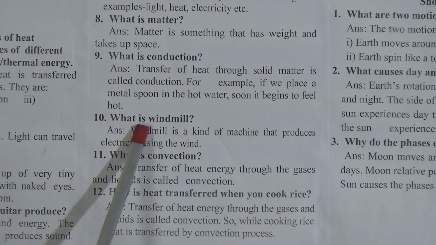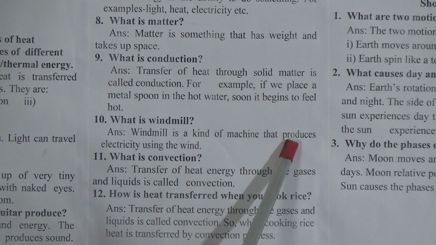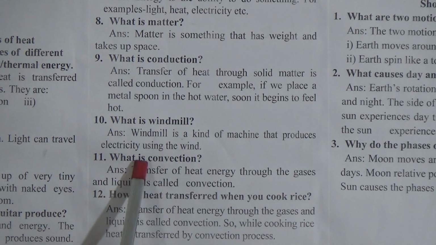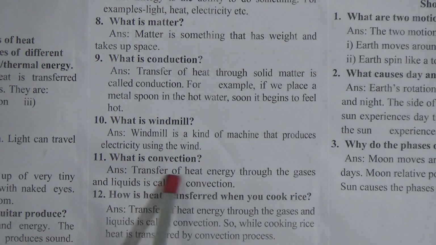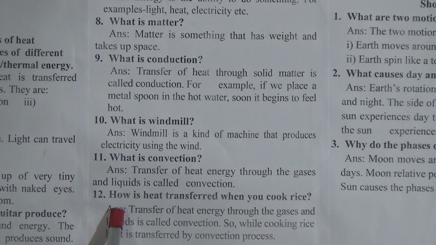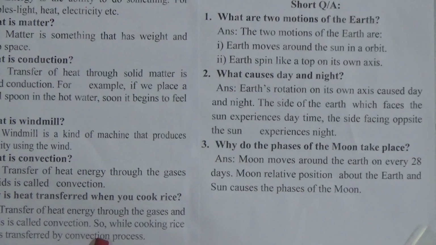Question number 10 is, what is windmill? The answer is, windmill is a kind of machine that produces electricity using the wind. Question number 11 is, what is convection? The answer is, transfer of heat energy through gases and liquids is called convection. Question 12 is, how is heat transferred when you cook rice? The answer is, transfer of heat energy through gases and liquids is called convection. So while cooking rice, heat is transferred by the convection process.